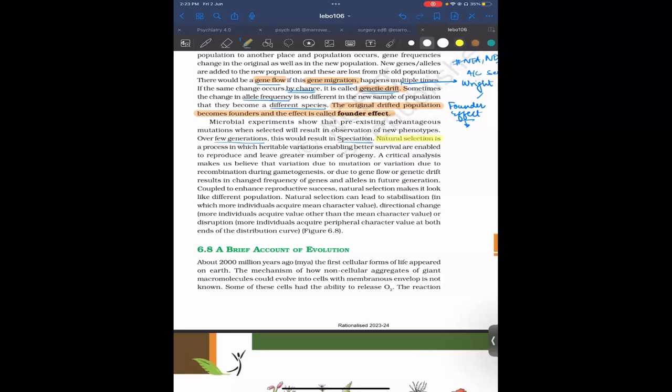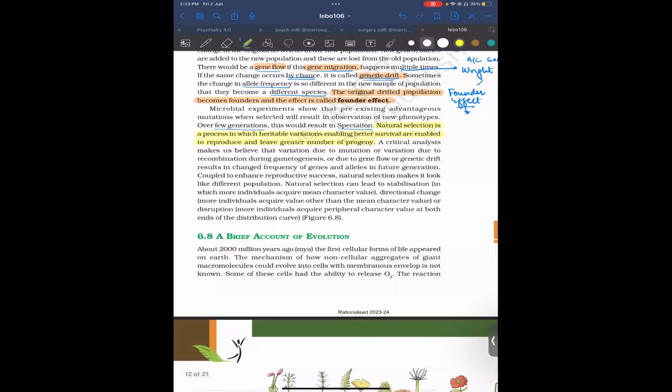Natural selection is the process in which heritable variations enabling better survival are enabled to reproduce and leave a greater number of progeny. The species which adapt better, have a better survival, are enabled to reproduce and leave a greater number of progeny. Now, when we do a critical analysis, it makes us believe that the variation is due to mutation or variation due to recombination or due to gene flow or genetic drift.